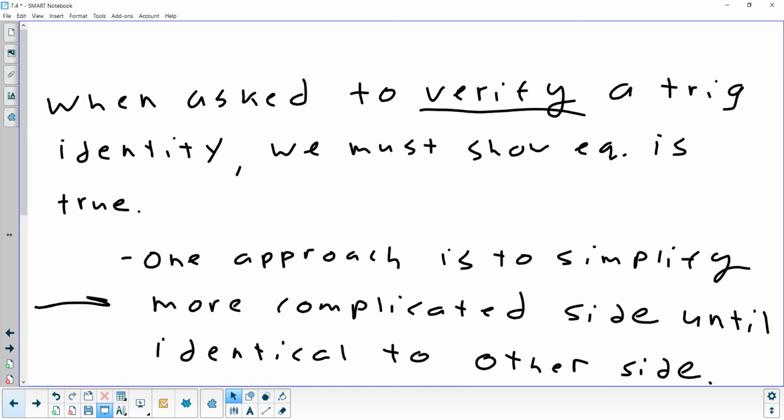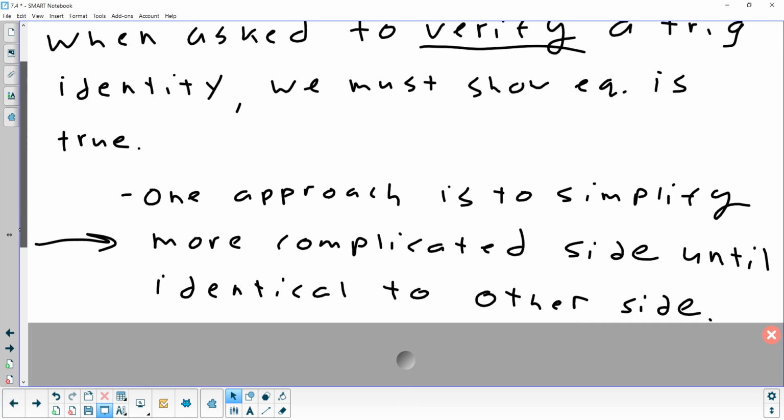This is the approach that we're going to use. We're always going to start with the side that looks more complicated and simplify it. It's a lot easier to take something that's more complicated and make it simpler. Don't try to take the simple side and make it more complicated. You always want to take something that's complicated and simplify it, and hope you end up with what's on the other side.